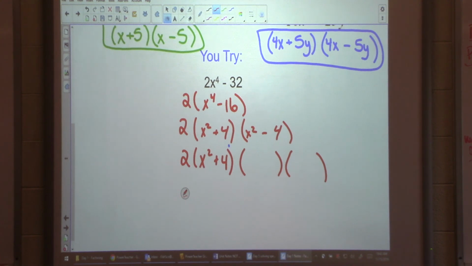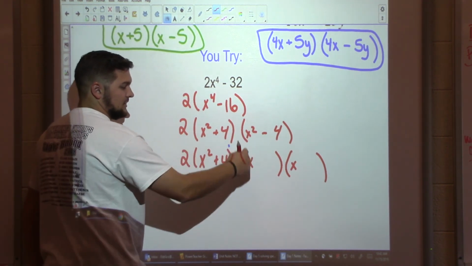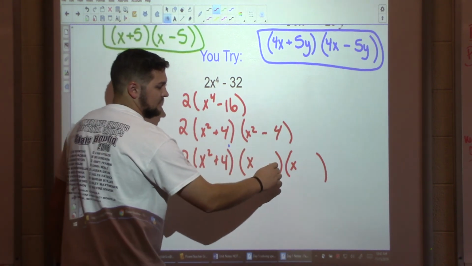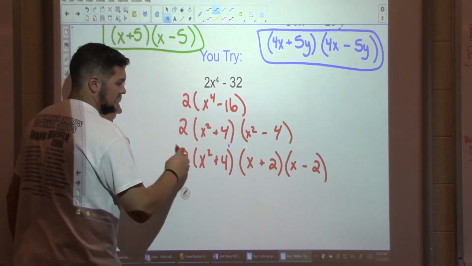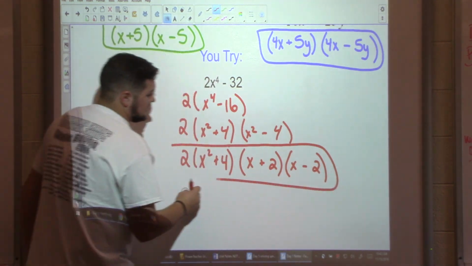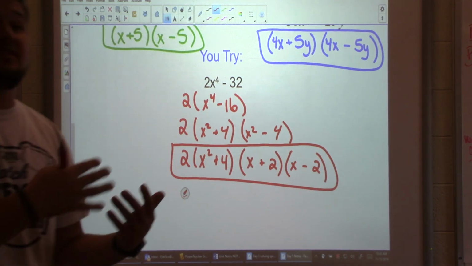x and 2, x and 2, too. Okay. x and x, because x squared, the square root is x. And then 4 is going to be 2. So plus, minus. Guys, you need to factor as far as you can. Keep going. Double check. Can I factor anything else?